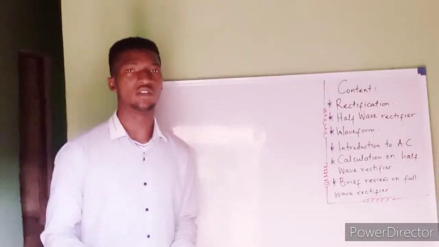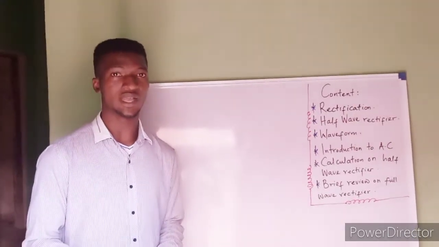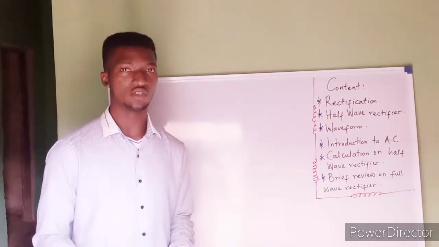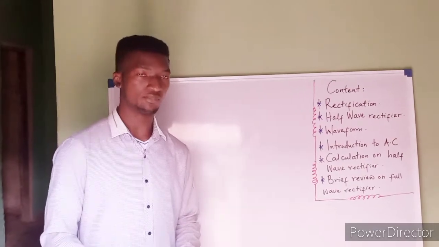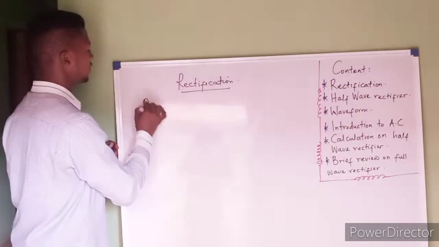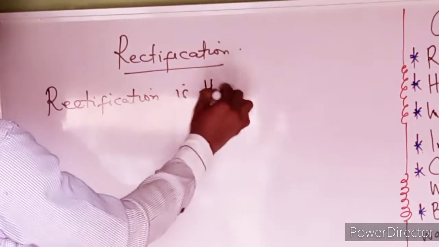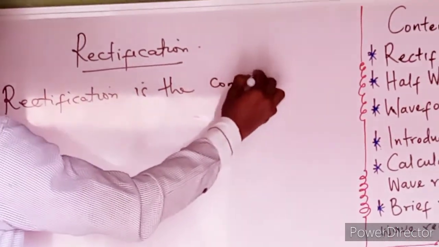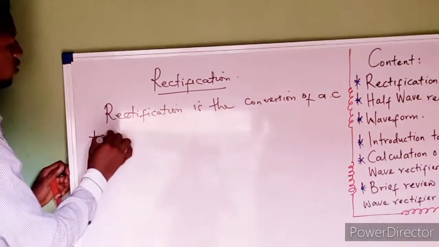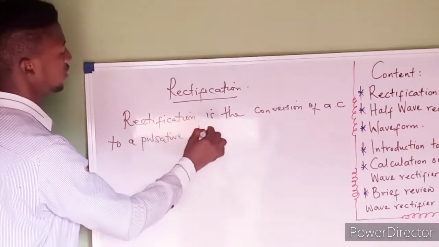Rectification simply means you're converting AC to DC. That is, you're allowing current to flow in one particular direction. So you are converting AC to DC. So we say rectification is the conversion of AC to a positive DC.